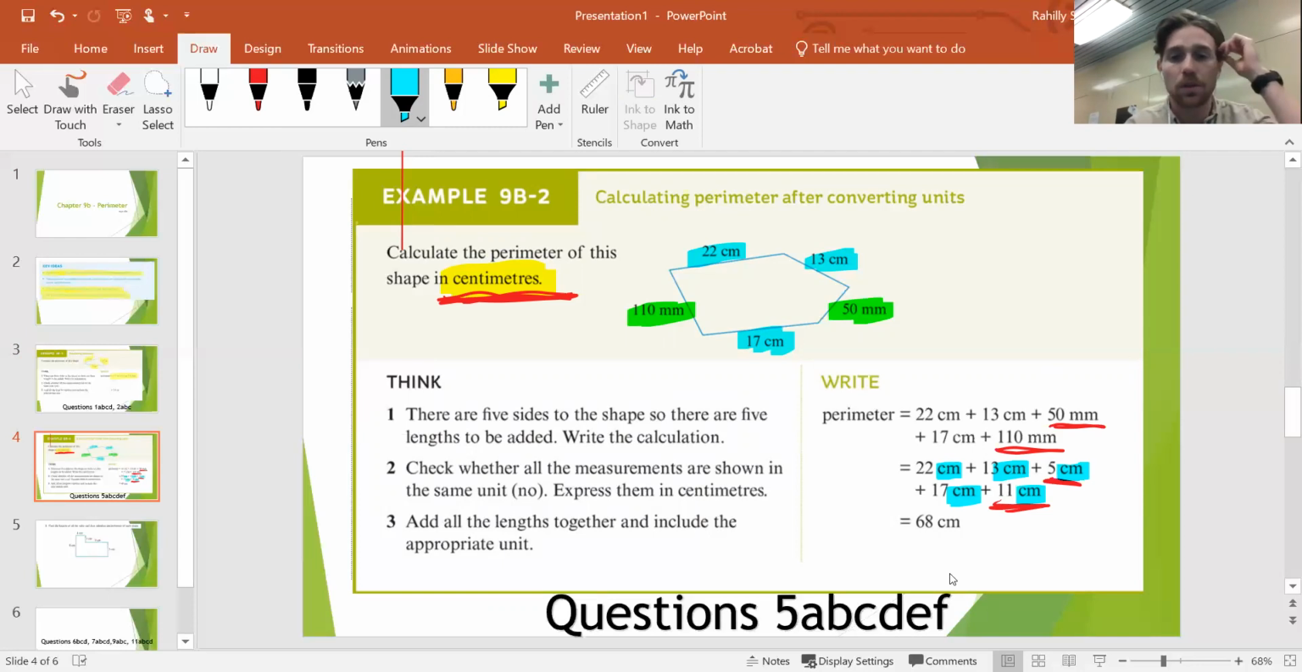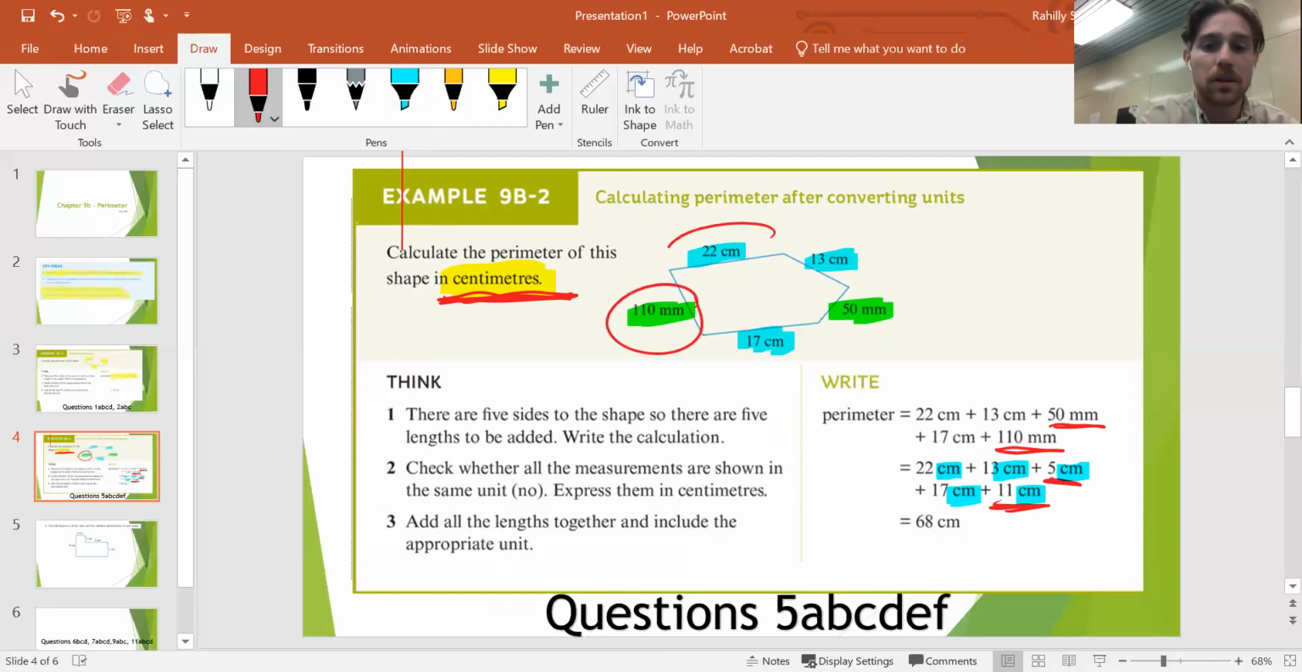It's really important that we check closely at the questions we're doing to see whether they have a mix of millimeters and centimeters, or any two or more units. They all have to be the same before we can move on. Now, for question 5, A, B, C, D, E, F, you're going to have to pay close attention to the units of measurement and see how you're going to convert them.